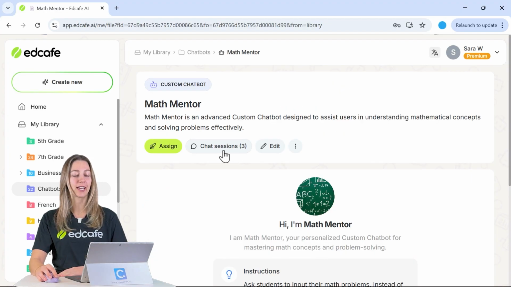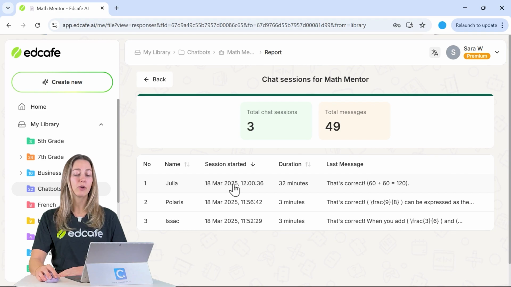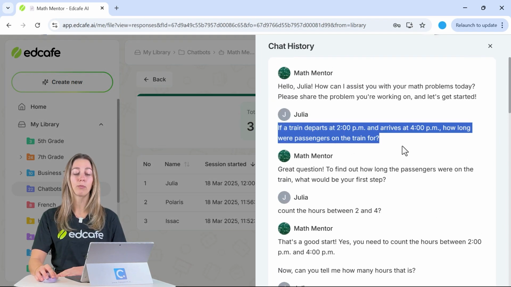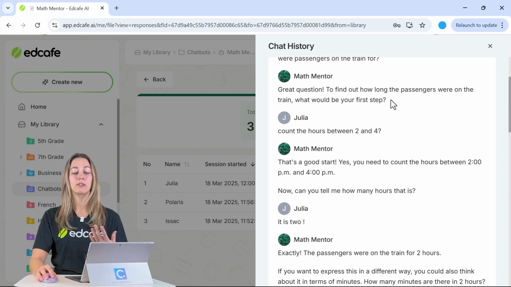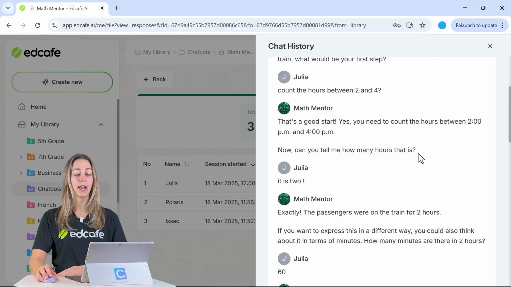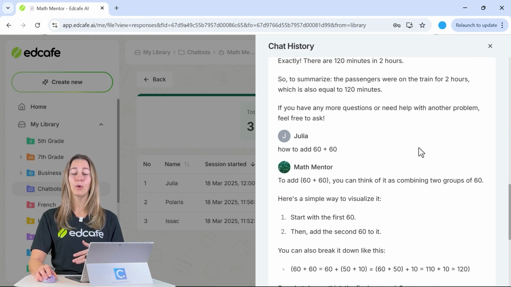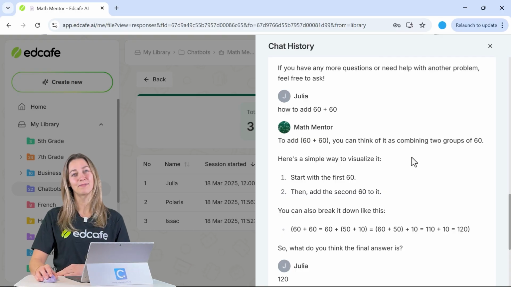So we can go ahead and check out our chat sessions here, and we have a couple of different responses. So this is a word problem here, and it starts breaking it down by different questions. So it's not just providing students with that exact answer. And plus, you're able to go through and review and see where students are struggling.